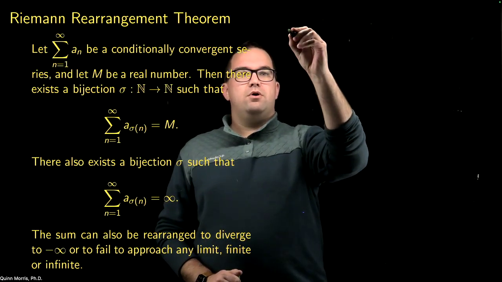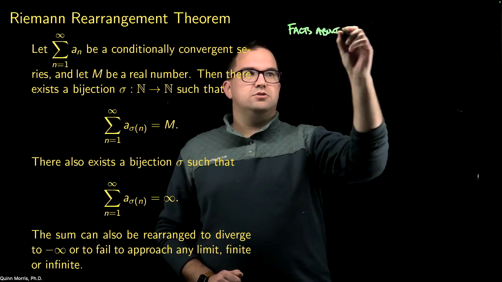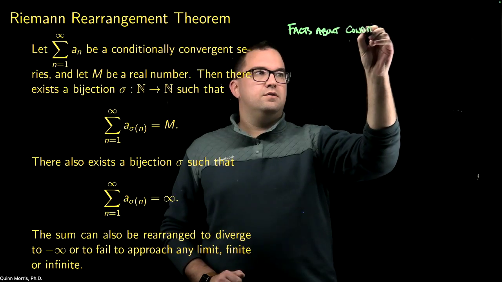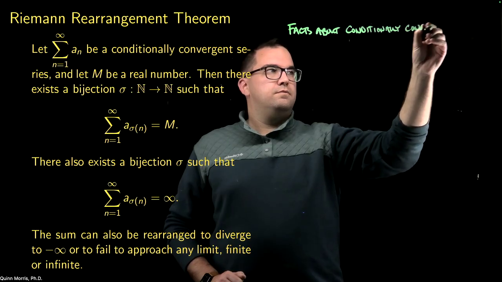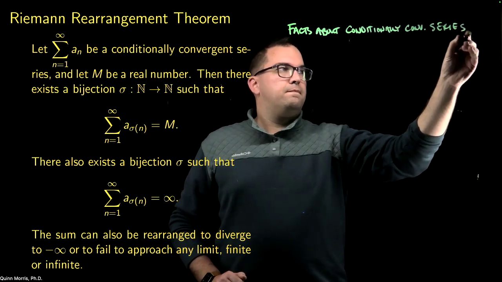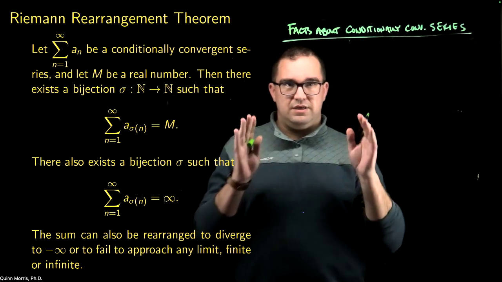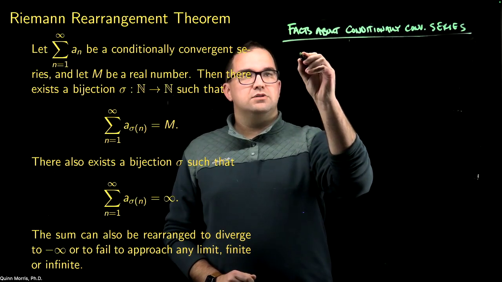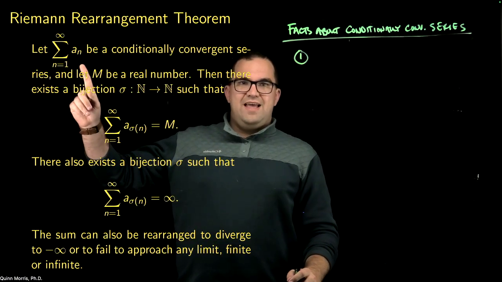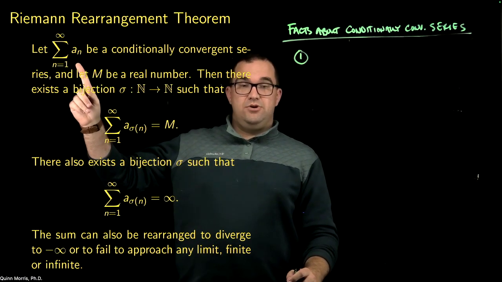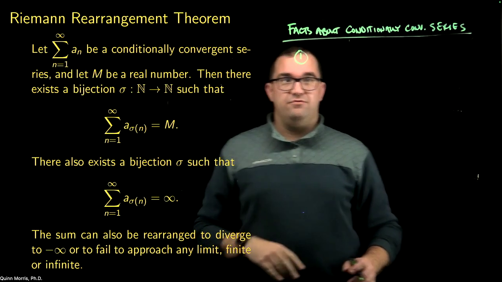So the first thing we want are just a few facts about conditionally convergent series in general. The idea is that there are three important facts. So the first fact is that if you take this series and you break it up into the positive terms and the negative terms.